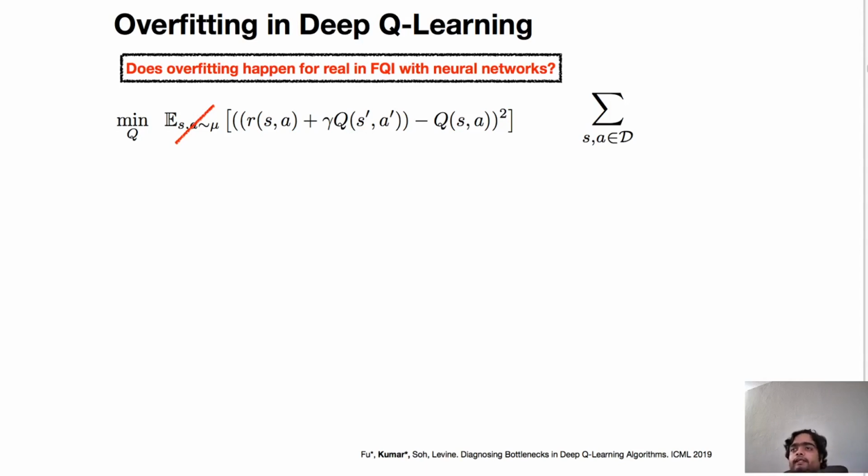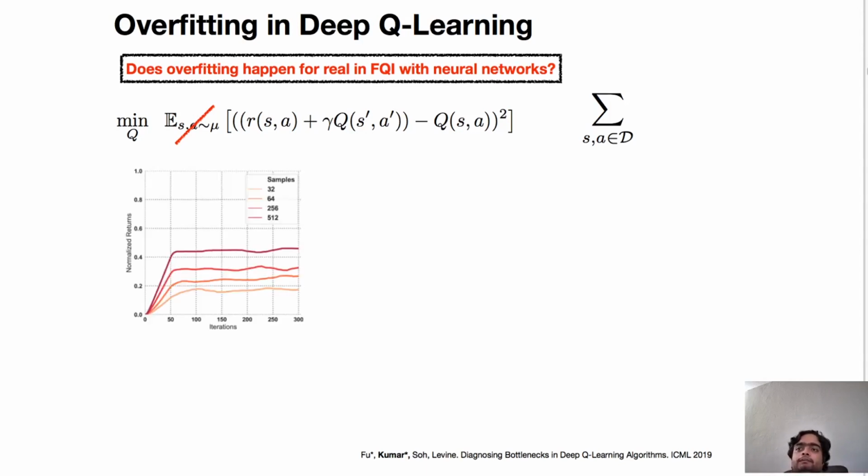So does overfitting actually happen? What we did here was we ran a small experiment on the same grid world domain that we discussed on the previous slide, where we varied the number of samples that were collected from each policy during each iteration or each round of data collection, and we trained Q functions on that for an equal number of gradient steps.